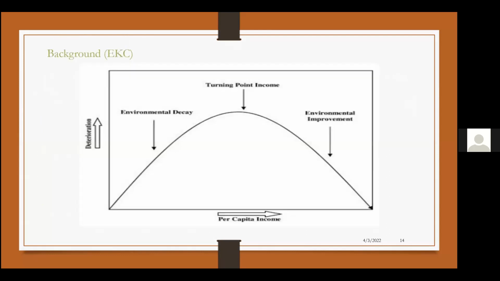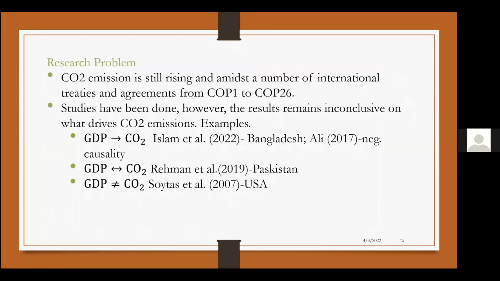So the Kuznets hypothesis states that at a very low level of per capita income, the environment deteriorates. A turning point is reached with the increase in per capita income, and later on we will see a fall in environmental degradation, meaning that there will be environmental improvement as we move along.